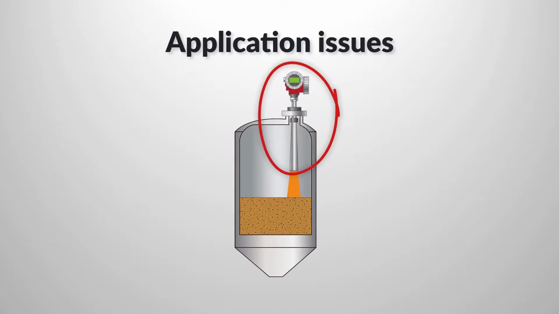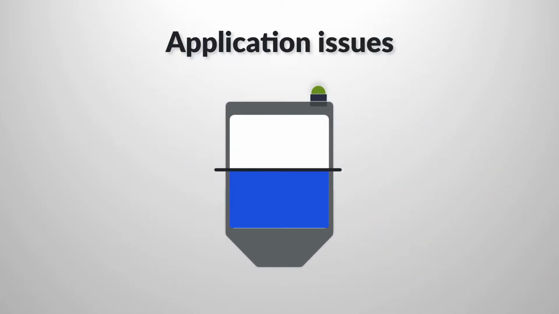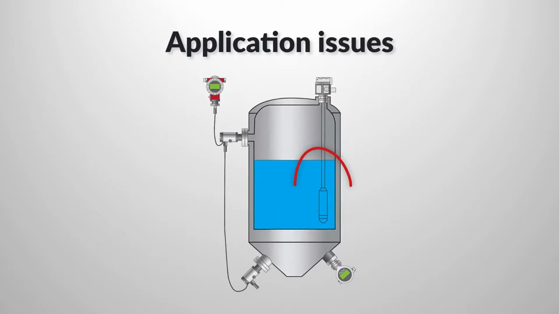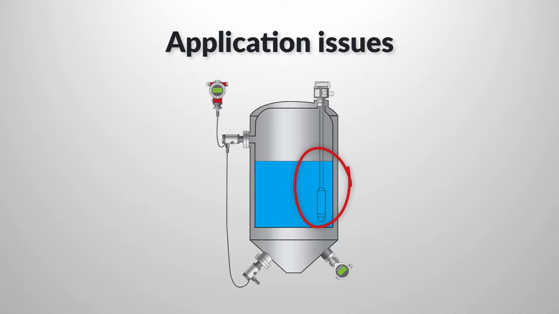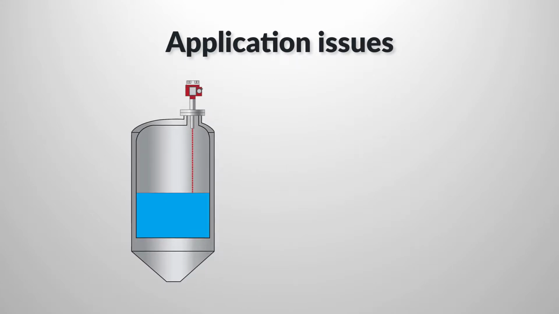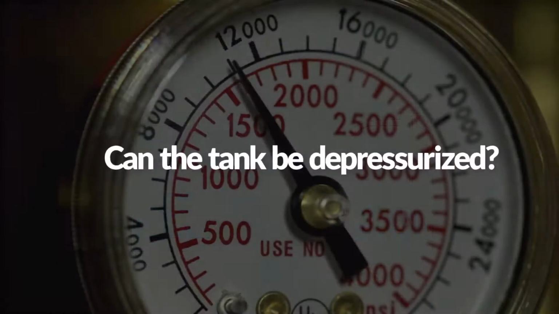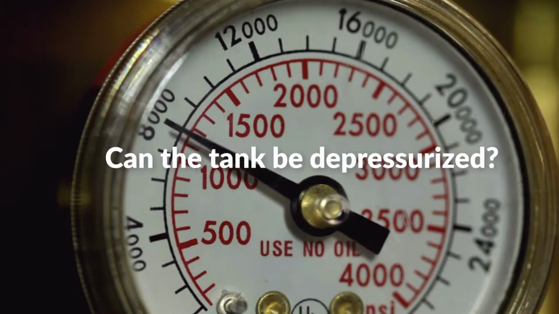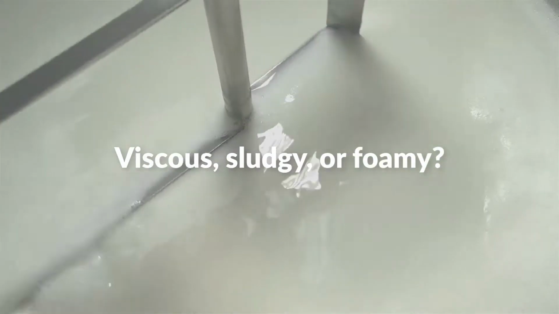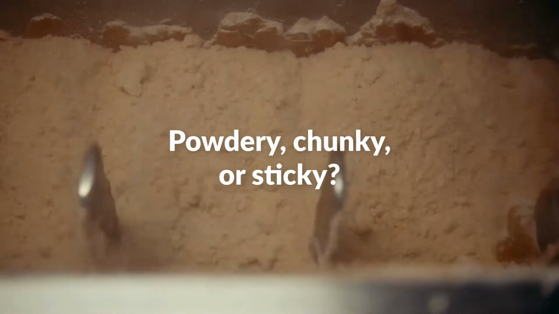Can the level sensor be inserted into the tank, or must it be completely external? Is a continuous measurement needed, or will a point switch be enough? Sometimes a continuous level reading isn't necessary, and a discrete level switch will do. Can the sensor come in contact with the process fluid, or must it be located in the vapor space? Is direct measurement of the level needed, or is it acceptable to measure hydrostatic head, which responds to both level and density changes? Can the tank be depressurized or the process shut down to remove or maintain the sensor? Are the tank contents viscous, sludgy, or foamy? Are they powdery, chunky, or sticky?